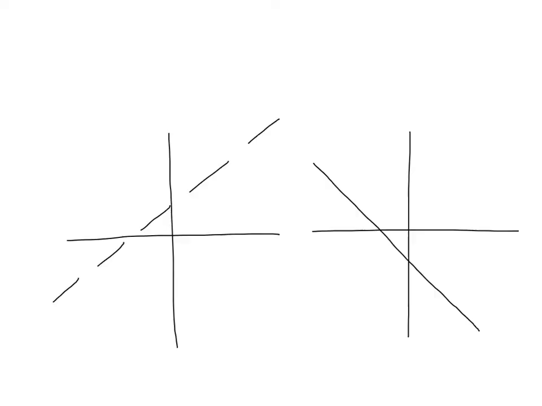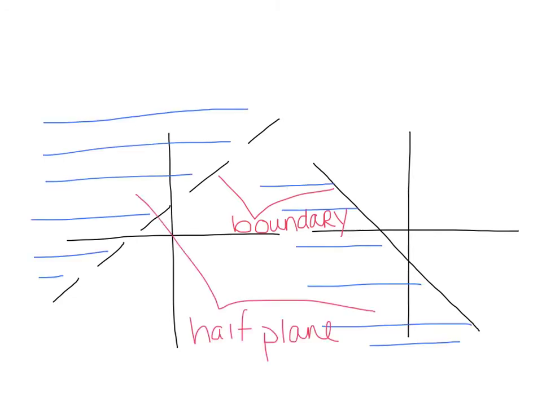Section 2-8, two-variable inequalities. A linear inequality is an inequality in two variables whose graph is a region of the coordinate plane bounded by a line. The lines can either be dashed or solid. The half plane is the region of the graph where the shading occurs.